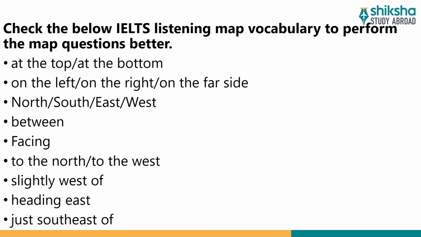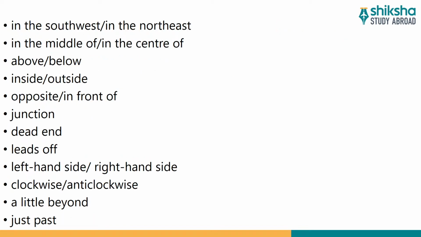So at the bottom, at the top, on the left, on the right, on the far side, and then we have north, south, east and west, between, facing, slightly west of, heading east, just southeast of. These words can be confusing when you're listening to the IELTS listening audio. That time it would be difficult because you're already under pressure to do an exam, and then you'll have to focus on these kinds of phrases.